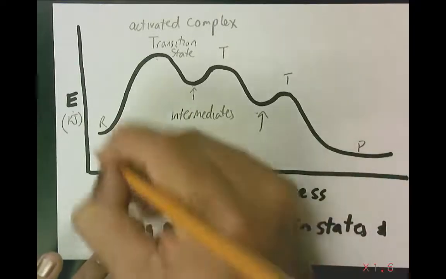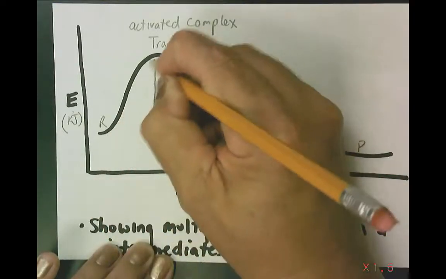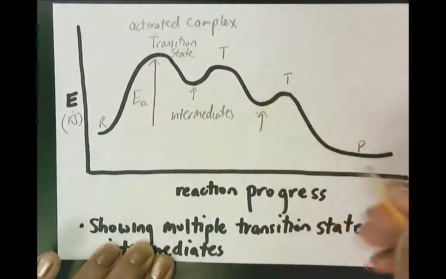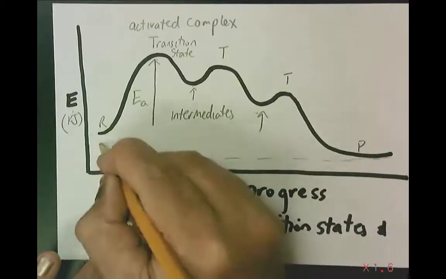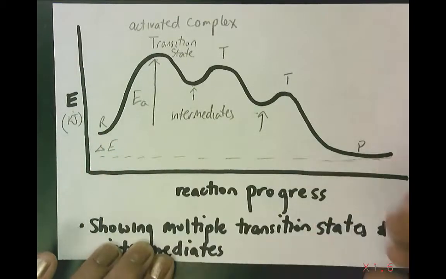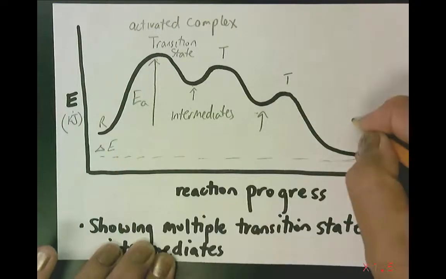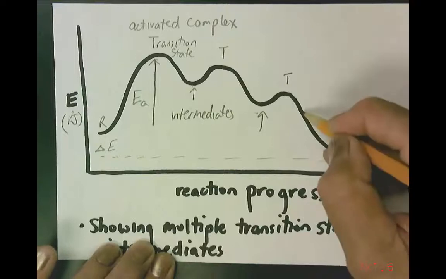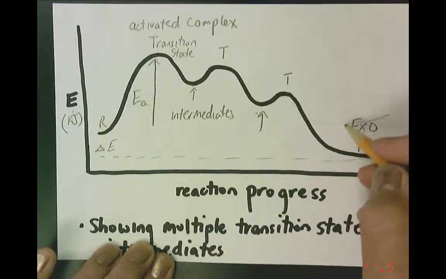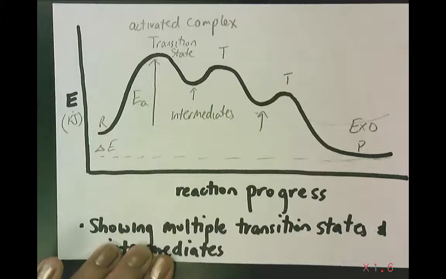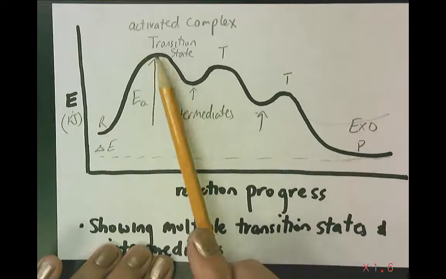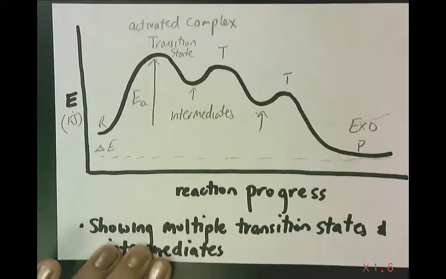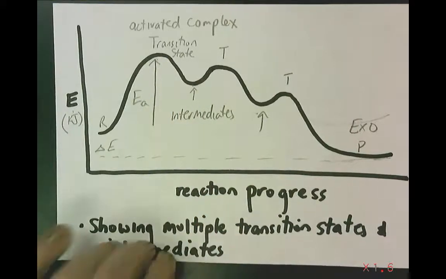And then this would be activation energy, and this part right here would be the overall energy released. And because products are lower in energy than reactants, this is exothermic. If this would have been higher up here, then it would have been endothermic. And so that's just giving you an idea of where the transition states and intermediates fall along a series of steps.